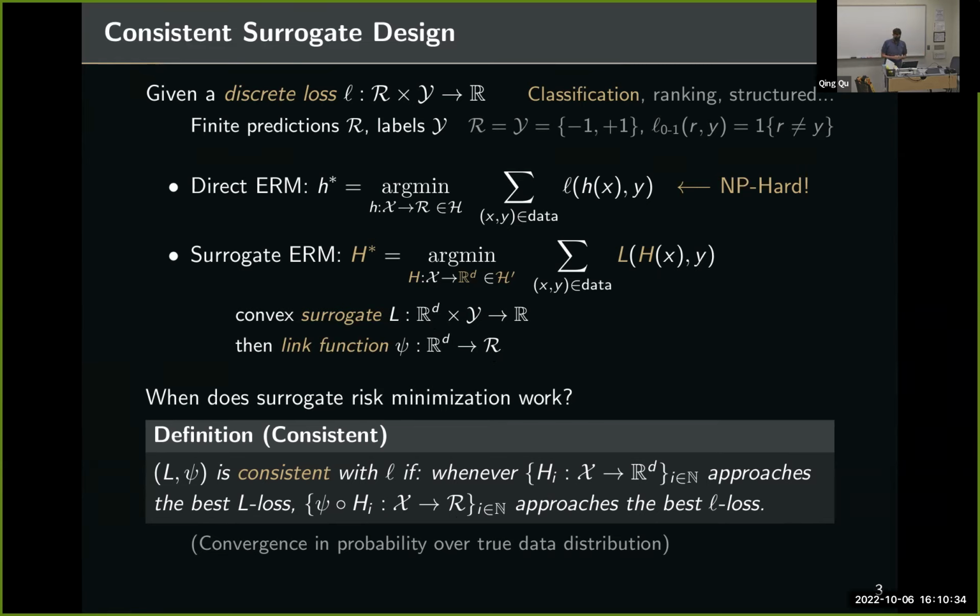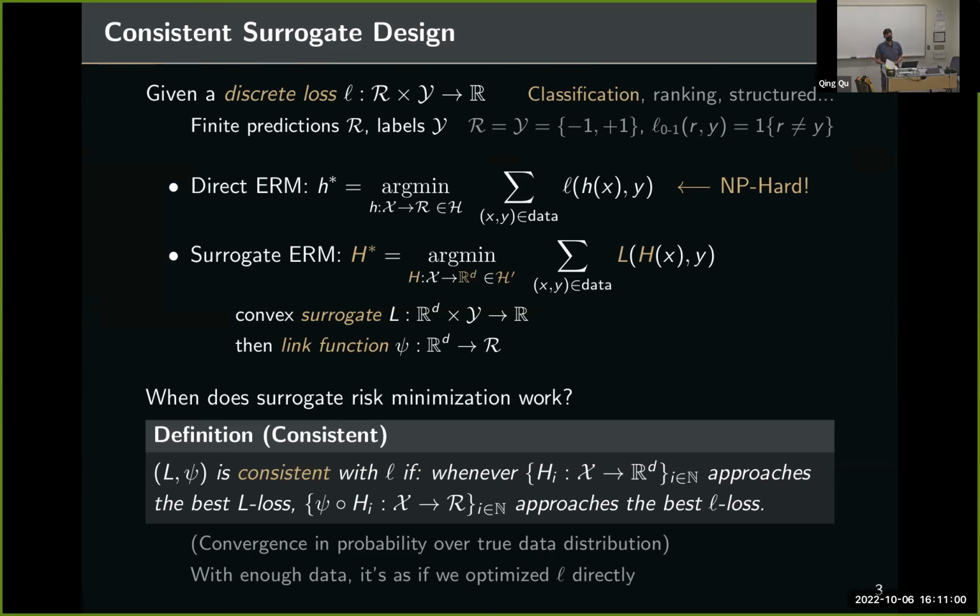And if you want to know how it's defined more formally, this convergence is in probability over the data being drawn from the true distribution. But stepping back, what this is saying is, if you have enough data, then optimizing capital L and then linking should behave the same as if you were able to optimize the target directly.